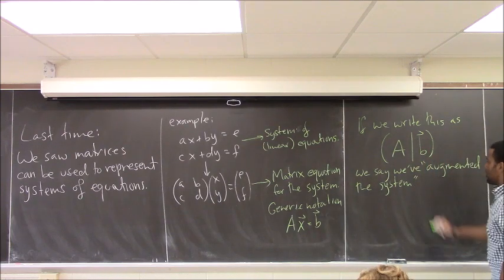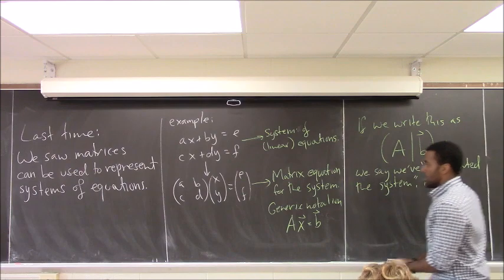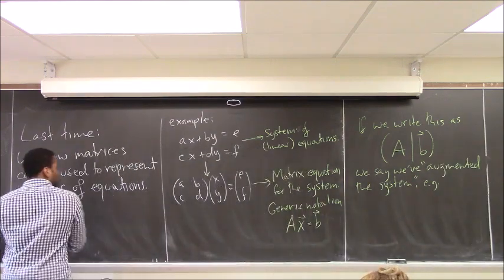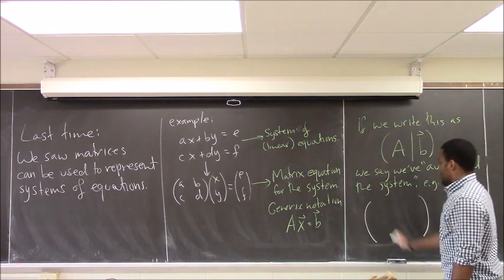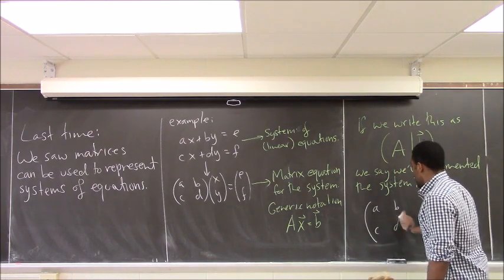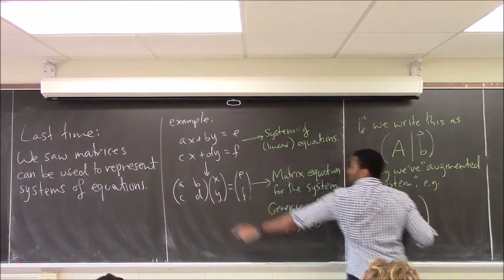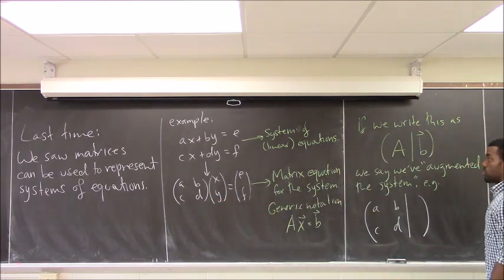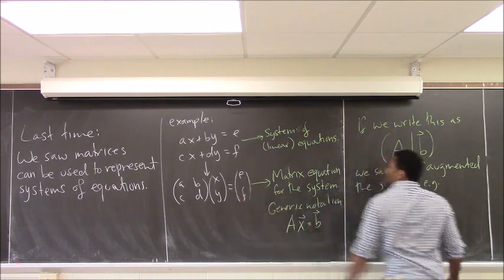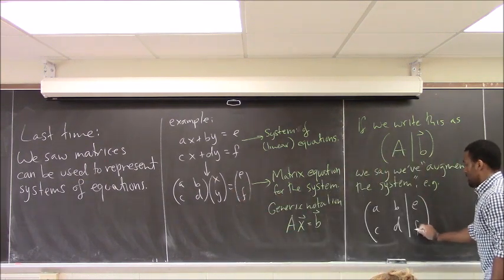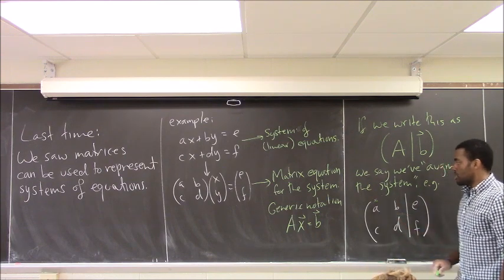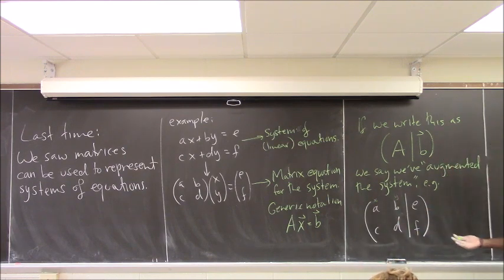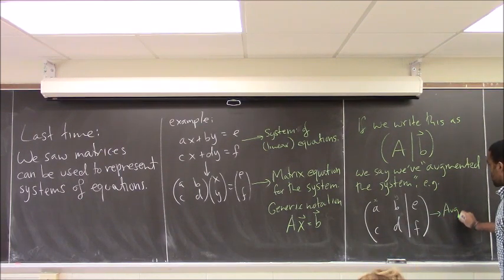So for the above situation, I can just write one big matrix with the A, B, C, D. I can write a line which represents the equal sign, and then I write the E and the F on this side. And it's kind of understood without being stated that the first column deals with your X and the second column deals with your Y, but I'm not writing it down. And this is called an augmented matrix.